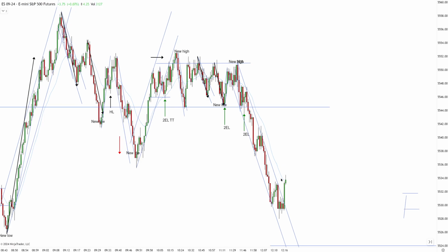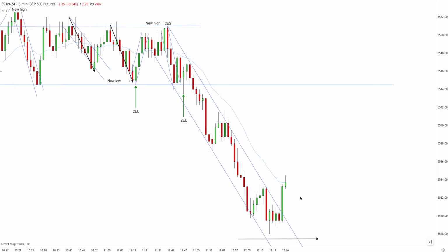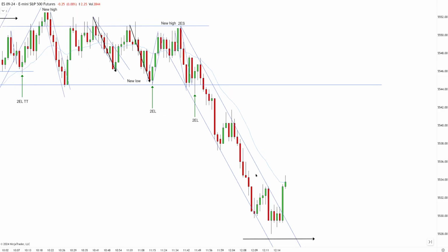Which means, now that we're breaking this downtrend, we expect a new low to be tested according to the trendline rule, okay? This downtrend is nice, steep, seamless, okay? So we definitely expect a new low to be tested, and this is the structure that can be traded easily.